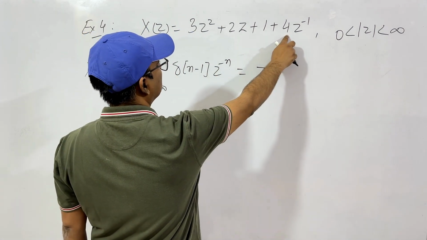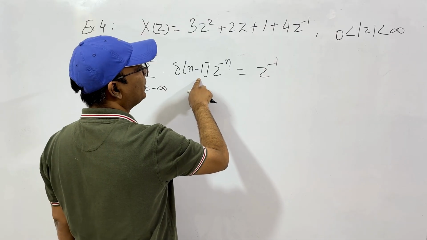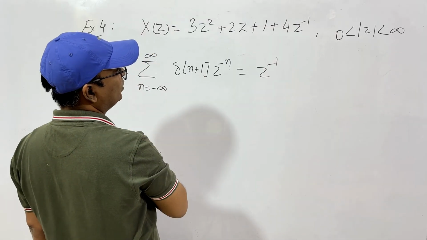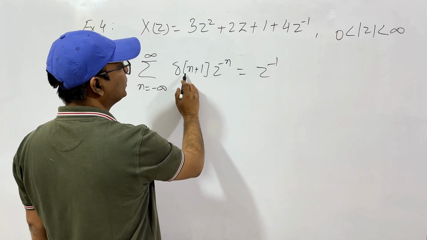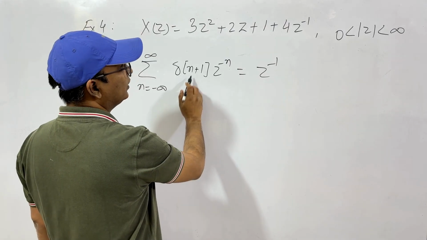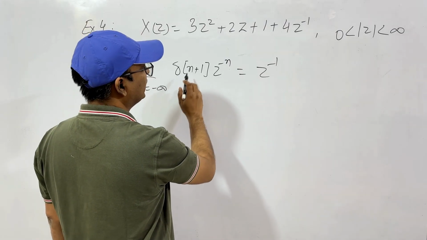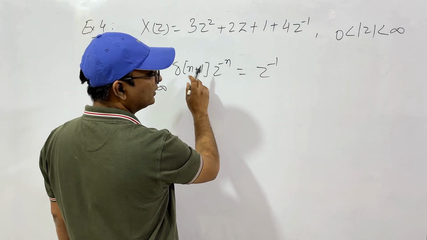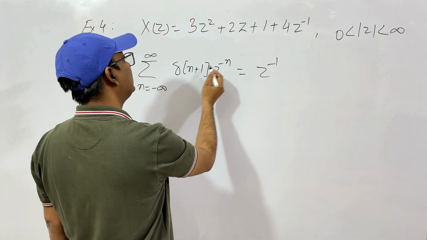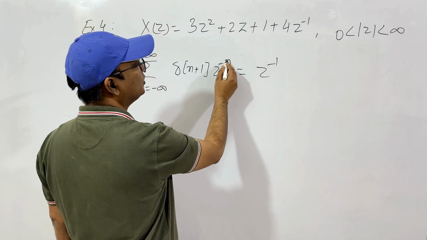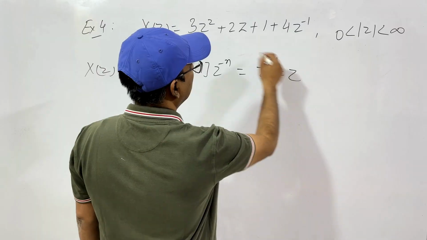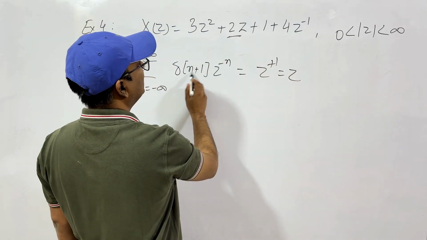So this is 4 δ[n−1]. If you put n equal to 1, at n equal to 1 this will be 1, and at n equal to 1 what will z to the power of minus n be? This will be z to the power minus 1, so this is z inverse. So 2z will be 2 δ[n+1].